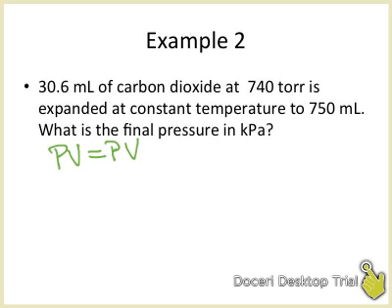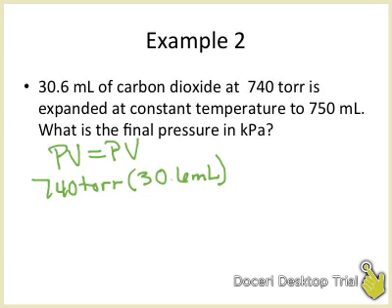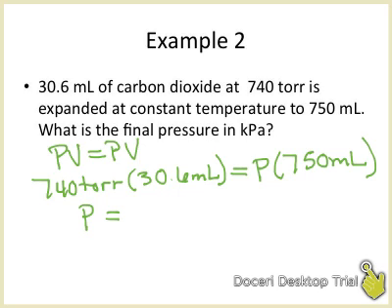So my first pressure was 740 torr. My first volume was 30.6 milliliters. My second pressure is what we're solving for, and my second volume was 750 milliliters. Solve for P. We get an answer of 30.192 torrs.